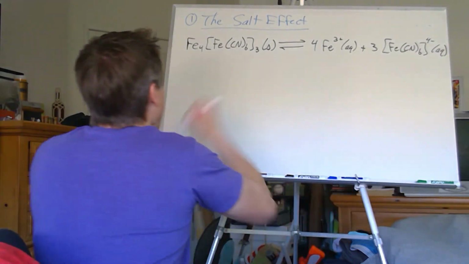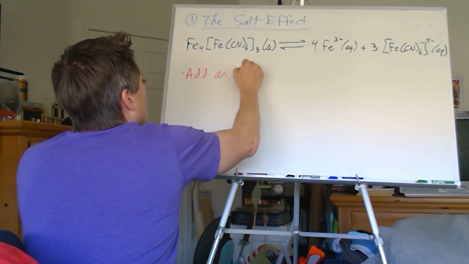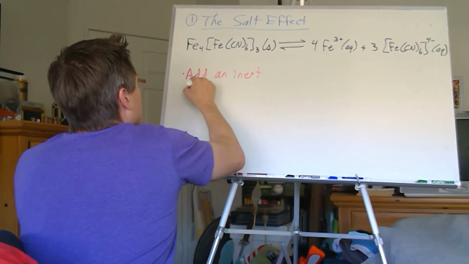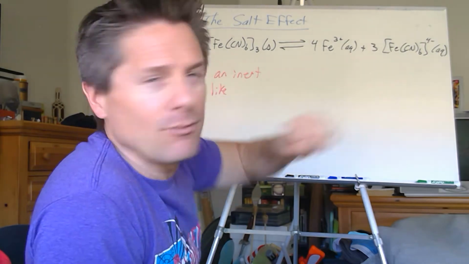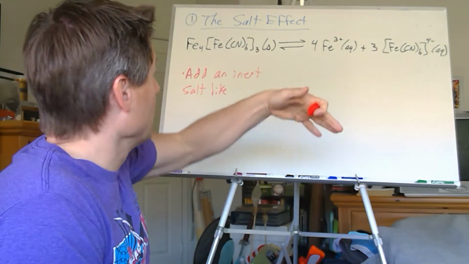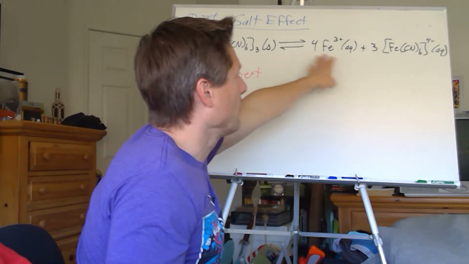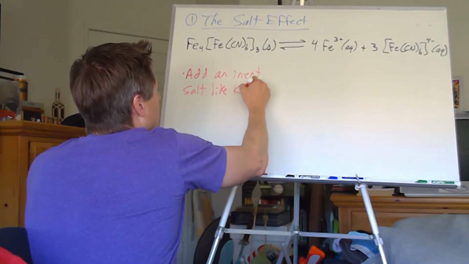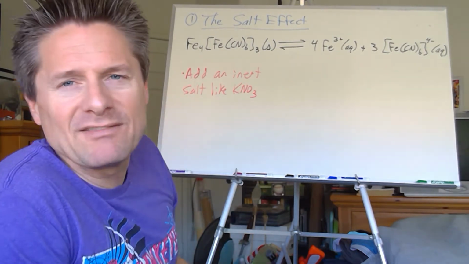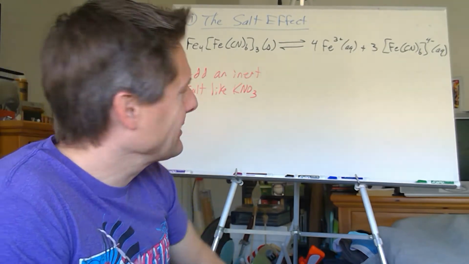So let's say we add an inert salt. Now we don't want to add something that could react with those. That would really increase the solubility. Something that would form another complex ion or something. So let's do potassium nitrate. All right, potassium doesn't do diddly squat. Nitrate never does. Doesn't form precipitates, complex ions, nothing like that.